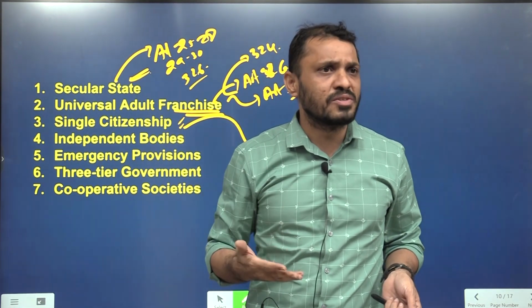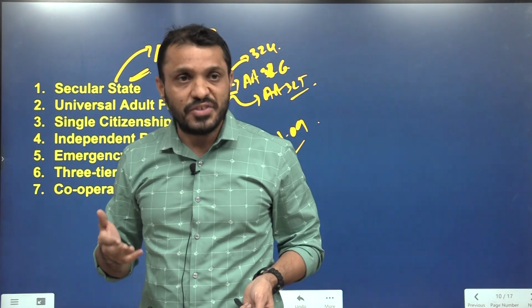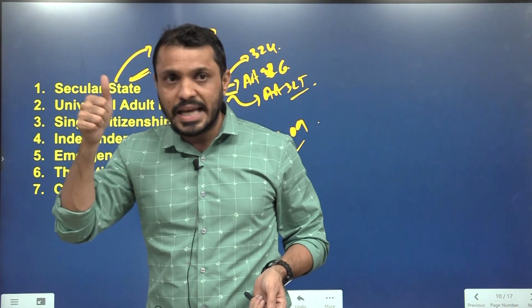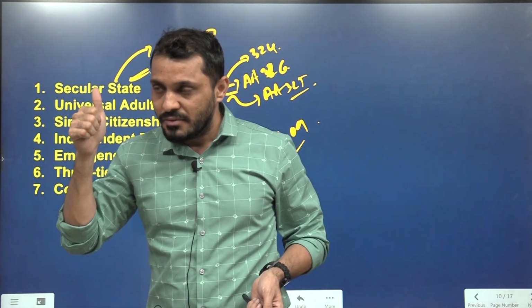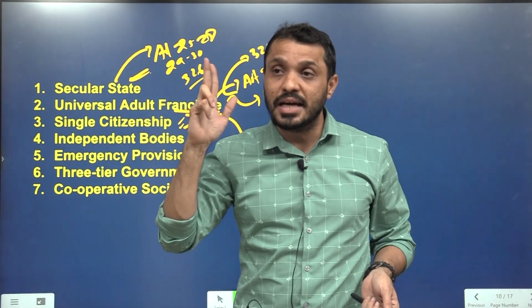Article 102 Clause 2 deals with what? Disqualification under defection. Which cases come under disqualification under defection? When a candidate does not obey the party whip. When the person voluntarily resigns. When an independent member joins any other political party.